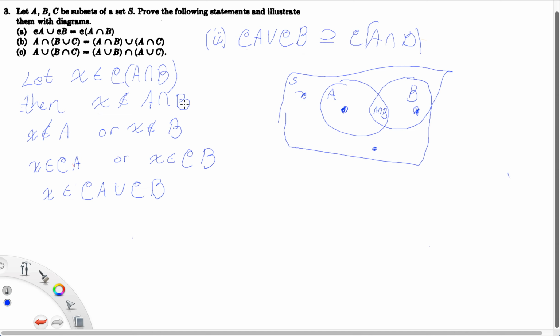And we showed the other direction. We showed that any arbitrary x in the complement of A union the complement of B must also be in the complement of A intersect B, therefore showing that they're subsets of each other, and therefore showing that they're equal. The two sets are equal to each other.